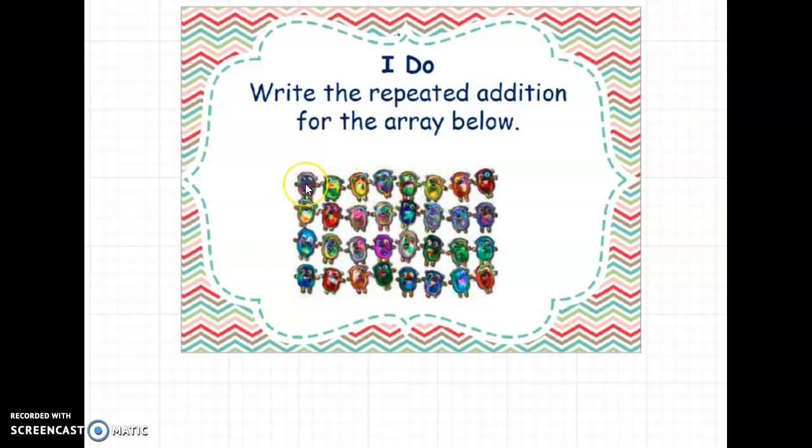Let's look at this one. Let's just double check. 1, 2, 3, 4, 5, 6, 7, 8. See, so we just put 8 right here on the side. Okay, we have another row that has the same amount, so it's 8. Remember, this is repeated addition, so all of the numbers are going to be the same. 8. And when it's an array, we know that all the rows are going to have the same amount. So we have 4 8s. 1, 2, 3, 4. So I'm going to go ahead and write my equation down here.